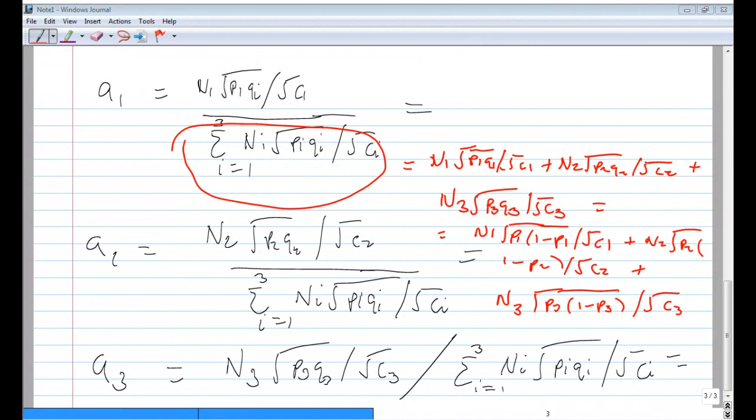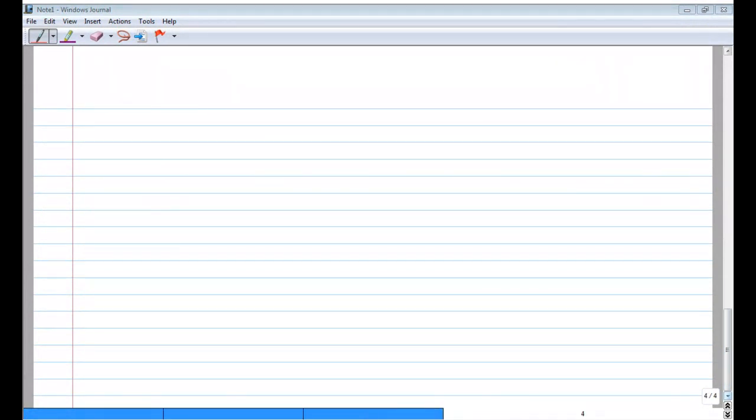So can somebody calculate it for us, or do you just want me to substitute? We don't have space, so we have to go to the next page then.